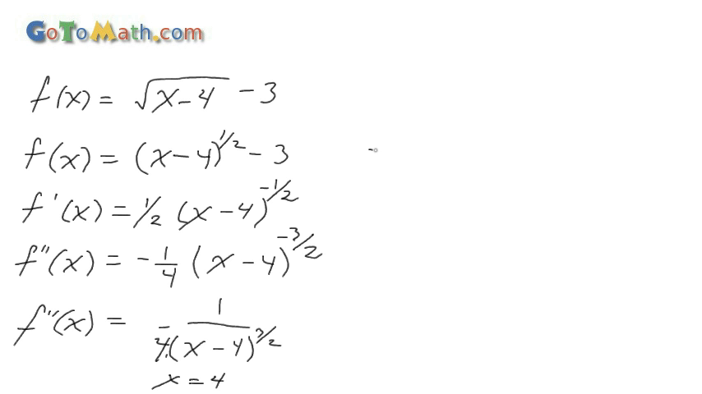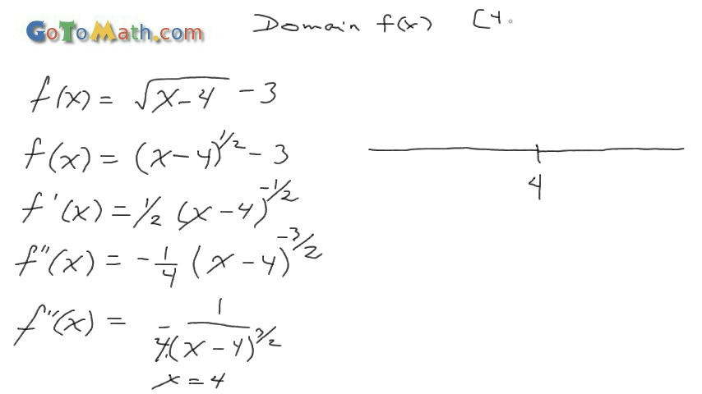Let's go ahead now and plot that right here on the number line. Okay. Now remember what the domain of this function is right here. You can't have negatives under the radical, under this particular radical right here. So it's going to have to be everything greater than or equal to 4 is the domain. So the domain of f of x is from 4 to infinity. So we have to know that, okay?